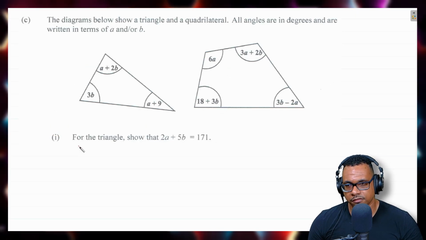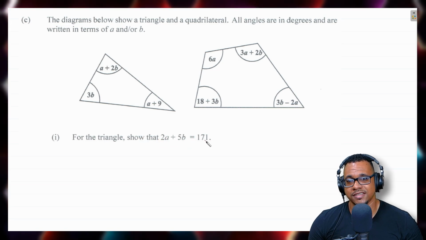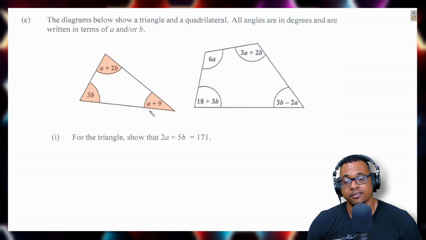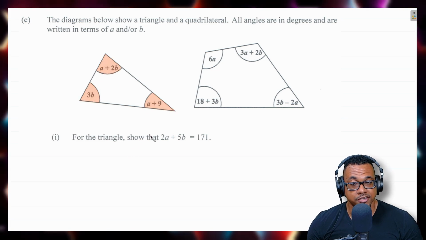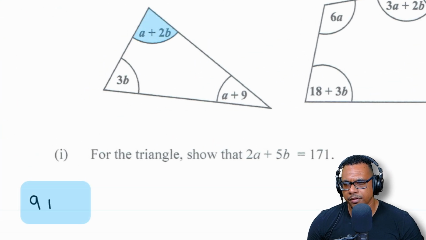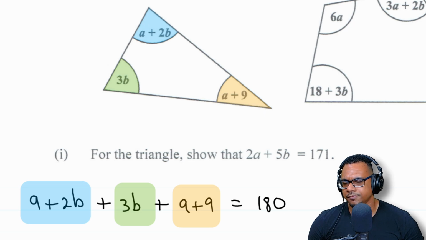So for part 1, for the triangle, show that 2a plus 5b is equal to 171. So the only information we have here are the interior angles of the triangle, and we know they're supposed to add up to 180 degrees. So let's do that. So I'll have the a plus 2b plus the 3b plus the a plus 9, and that's supposed to add up to 180 degrees.